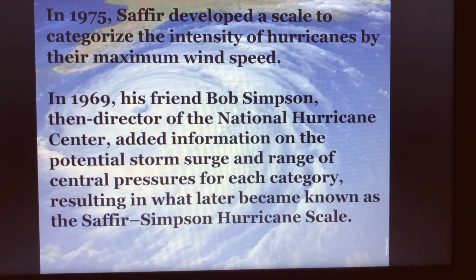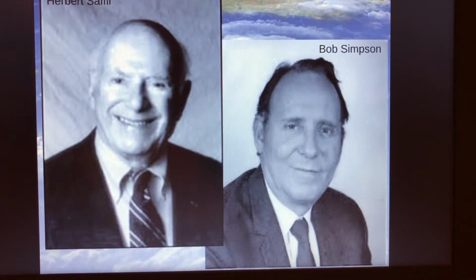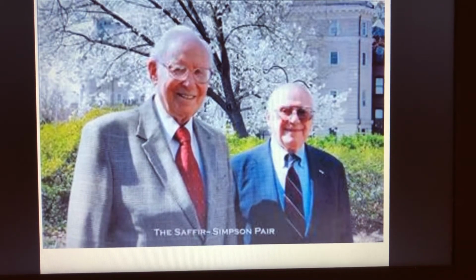In 1969, Saffir developed a scale to categorize hurricanes by their wind speed, kind of like Ted Fujita with the Fujita scale for tornadoes. And in 1973, his friend Bob Simpson, who was the director at the National Hurricane Center, added information about storm surges and air pressure into the categories, and that became the Saffir-Simpson Hurricane Scale. So this is Herbert Saffir, this is Bob Simpson back in the day. This is them later in life. They both lived past 90 and remained best friends.